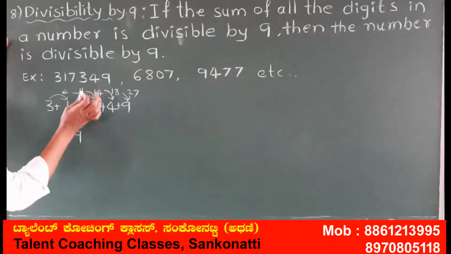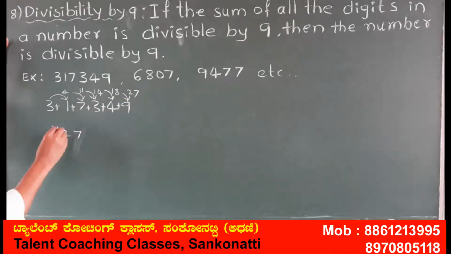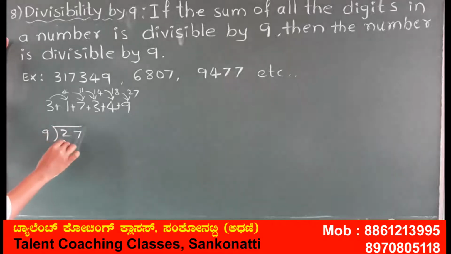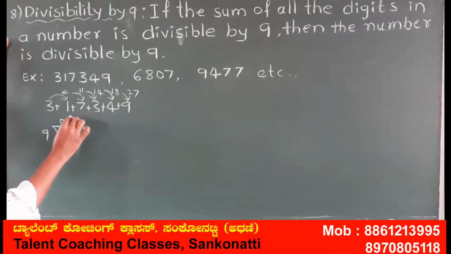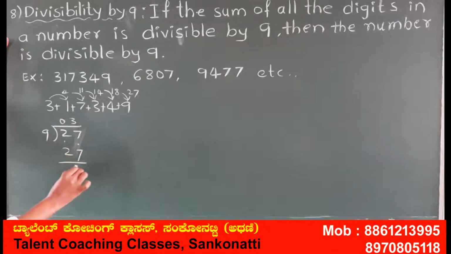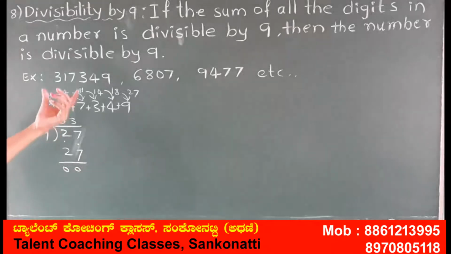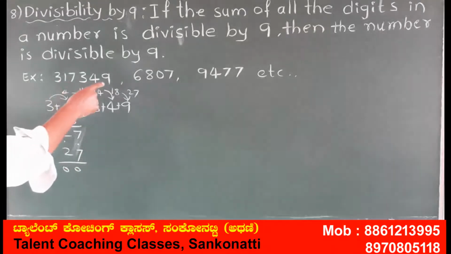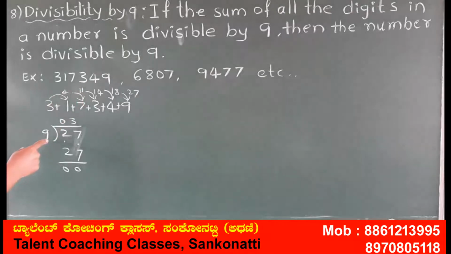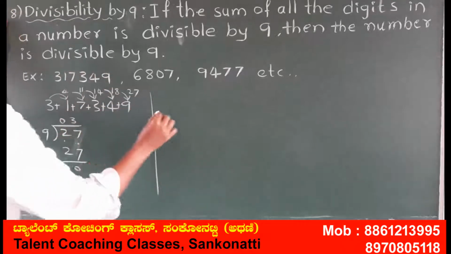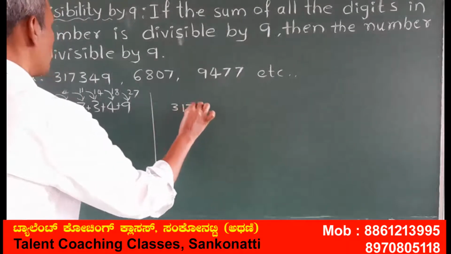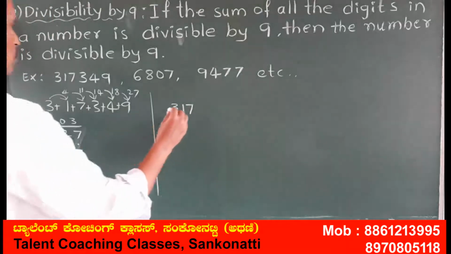Now we'll see whether 27 is divisible by 9 or not. 0. 9 3s are 27. So if the sum of the digits of this number is divisible by 9, then the whole number 317349 is also divisible by 9. Now we will verify whether this number is really divisible by 9 or not.